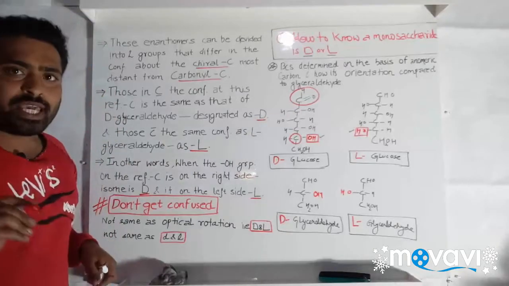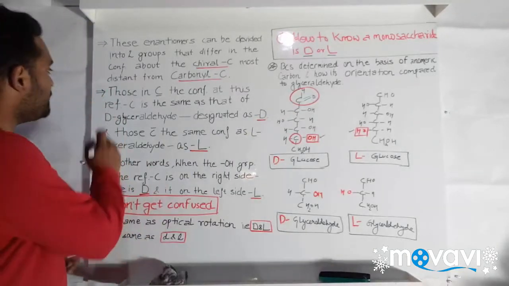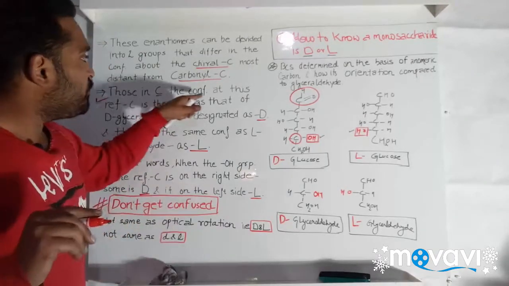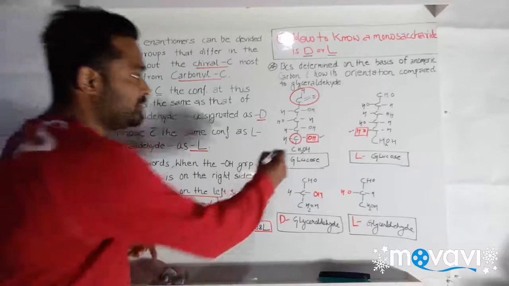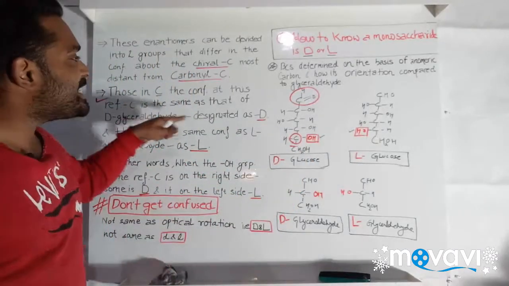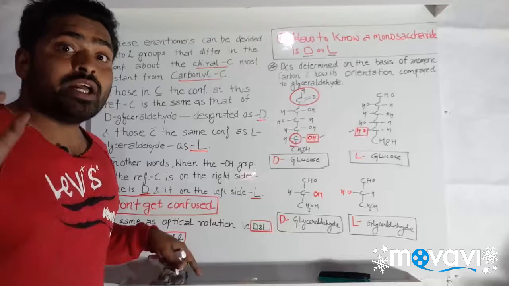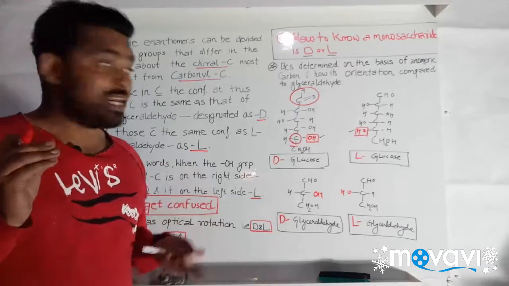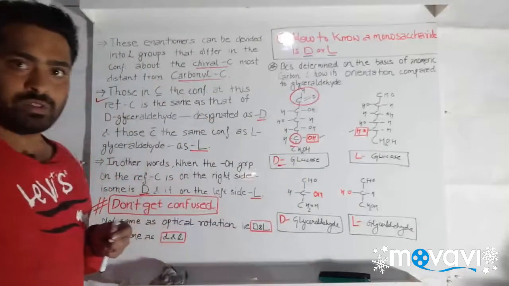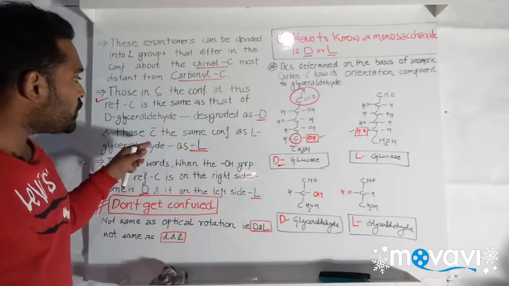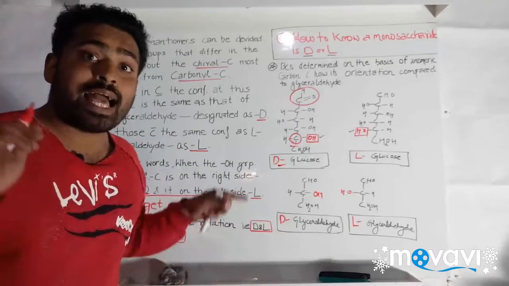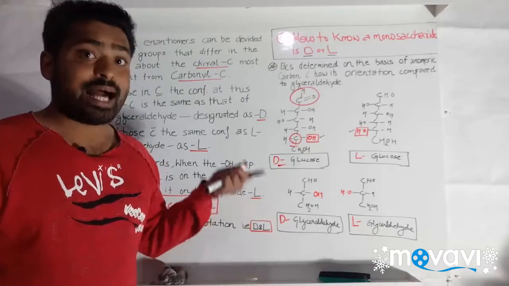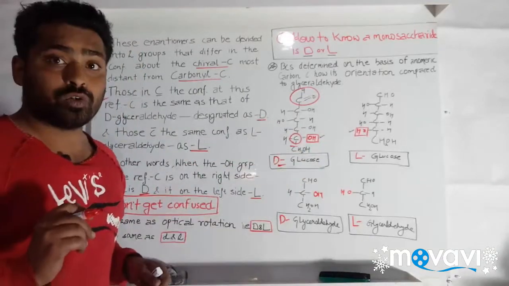Now we can elaborate it more. See here, those in which the configuration at this reference carbon is the same as that of D-glyceraldehyde are referred to as D-saccharides, in this case D-glucose. And those with the same configuration as that of L-glyceraldehyde would be referred to as L-saccharides, or in this case L-glucose.